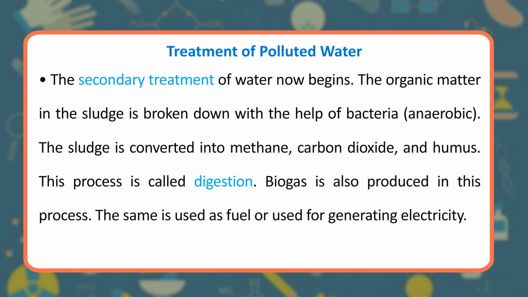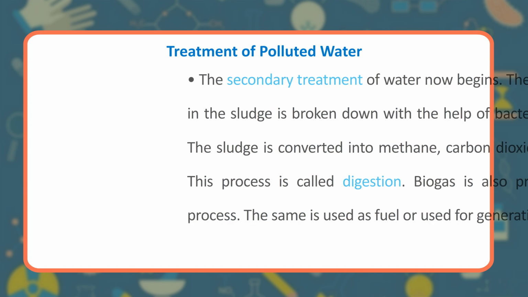The secondary treatment of water now begins. The organic matter in the sludge is broken down with the help of anaerobic bacteria. The sludge is converted into methane, carbon dioxide, and humus. This process is called digestion. Biogas is also produced in this process. The same is used as fuel or used for generating electricity.